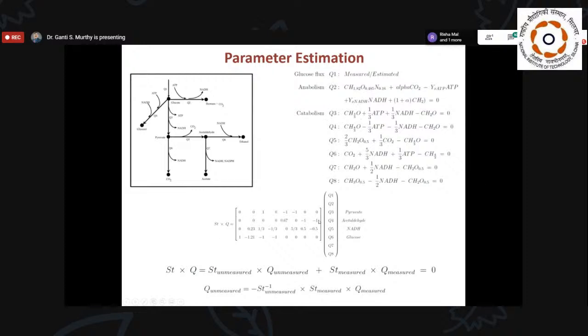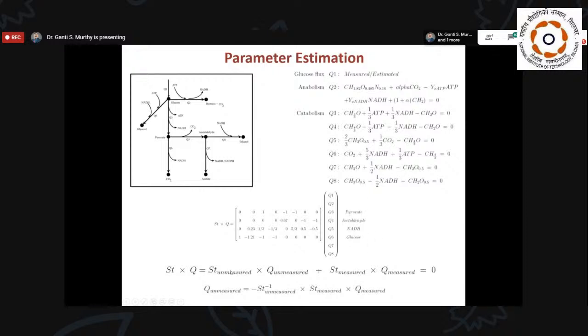Now, if I put it together in a matrix form, this is how I can form it: S^T times Q. S^T is your stoichiometric matrix, this one here, and Q1, Q2, Q3, Q4 is your flux vector. So S^T times Q will be zero under steady state, right? There should be no accumulation of any of these products. Therefore, under steady state, that should be zero.